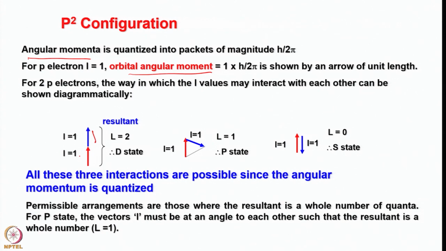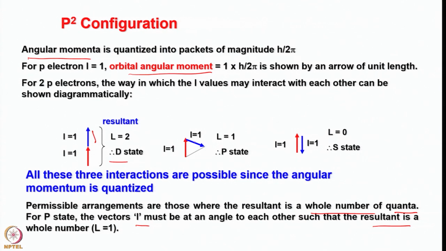So that means, can we arrange in different ways to have different resultant values? No. The permissible arrangements are those where the resultant is a whole number of quanta. This we should remember. For the p state, the vectors l must be at an angle to each other such that the resultant is a whole number. For example, let's take l equals 1 and l equals 1, we have 2. So that means the resultant will be L equals 2. When L equals 2 is there, we have the D state.